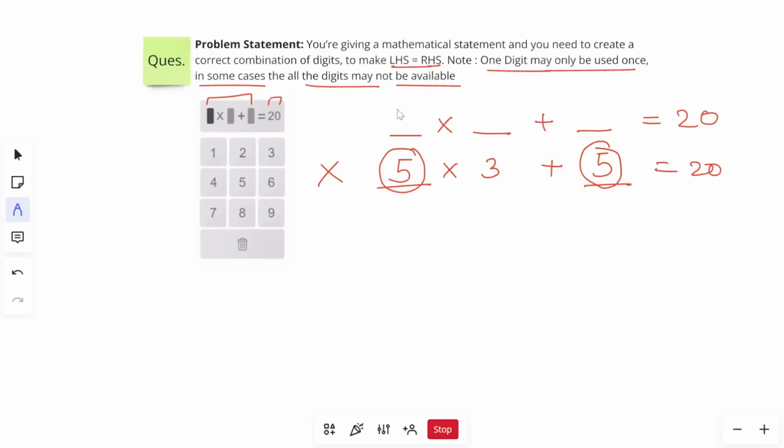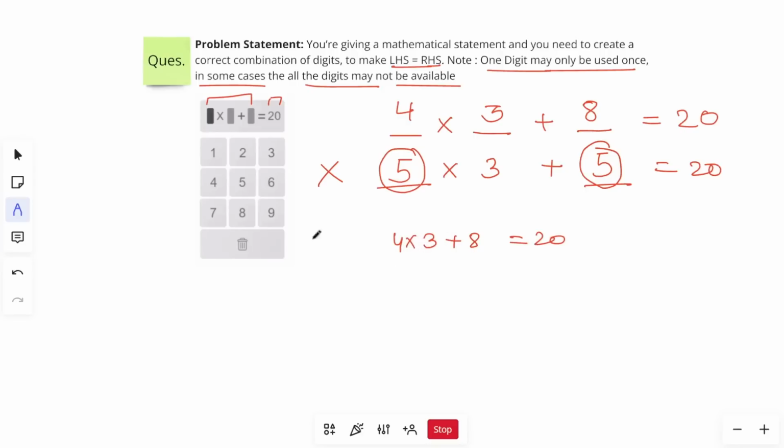You can take a 4, and then one digit you can take is 3. So 4 into 3 will be how much? 12. So how much is remaining now to make it 20? 8 is remaining, right? So this can be a correct answer. That is, 4 into 3 plus 8 becomes 20. In this one, you are making your LHS equal to RHS, and you are also following the condition that one digit comes once. So this is absolutely correct.